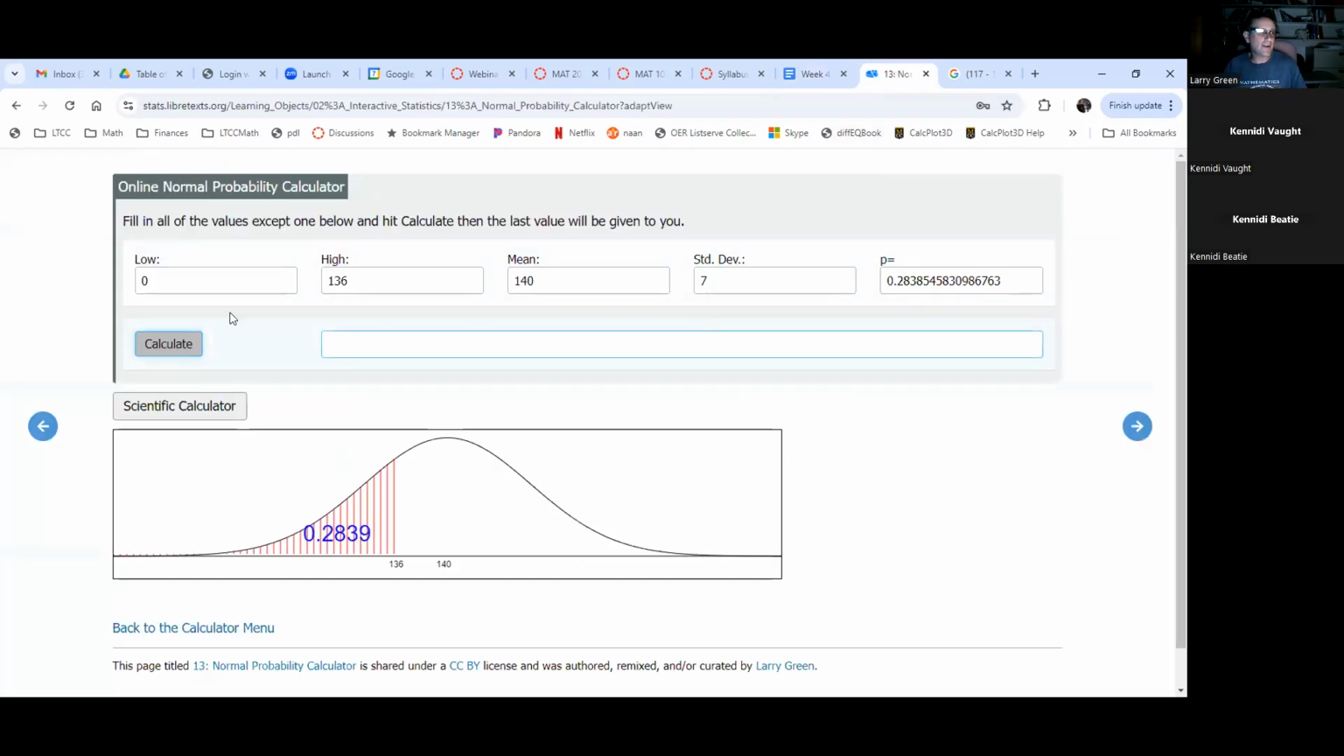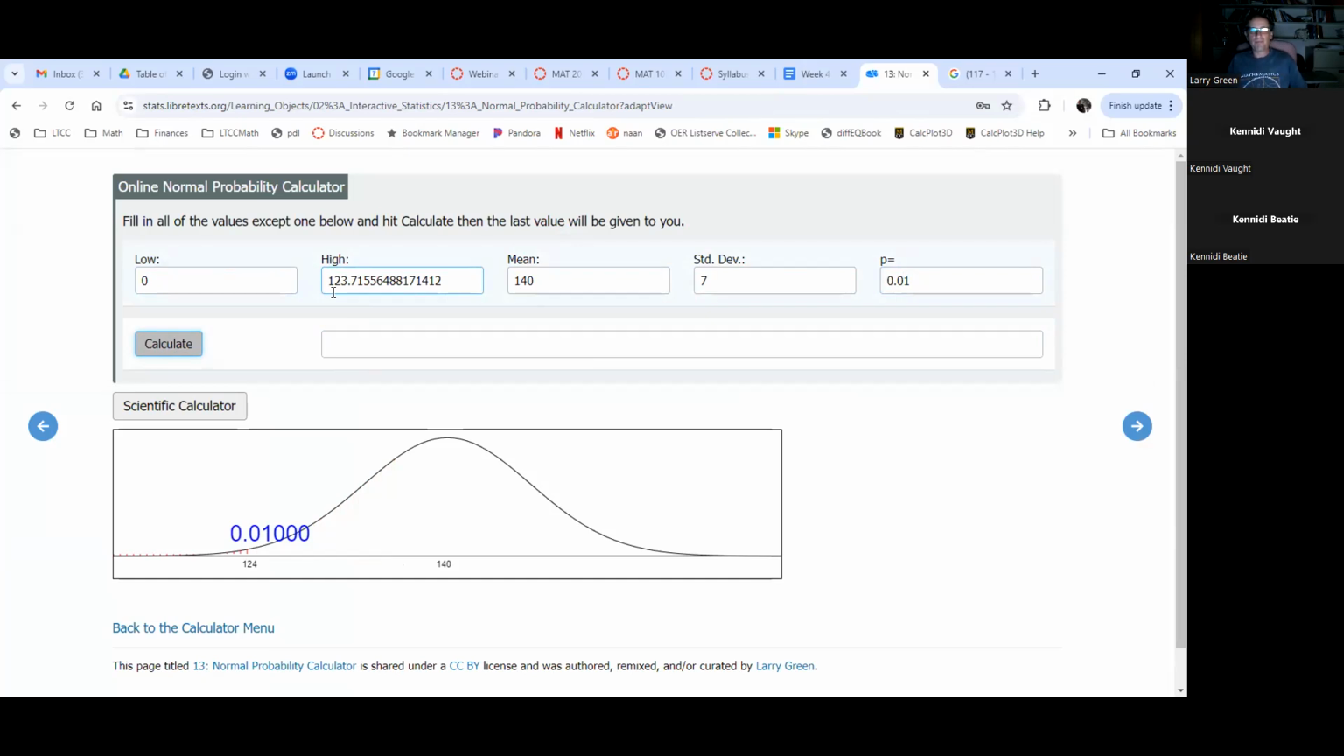So I go to the calculator. The high was blank. P was 0.01. Same mean and standard deviation, same low. And I hit calculate. 123.7155. So if you're going to negotiate, you're going to say, I need to return in 123 days.